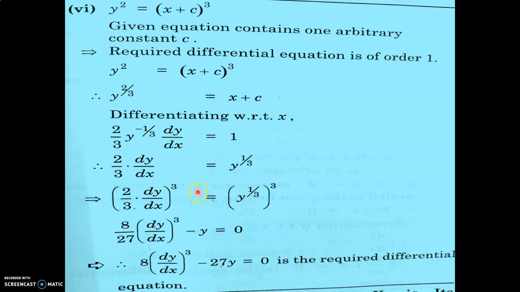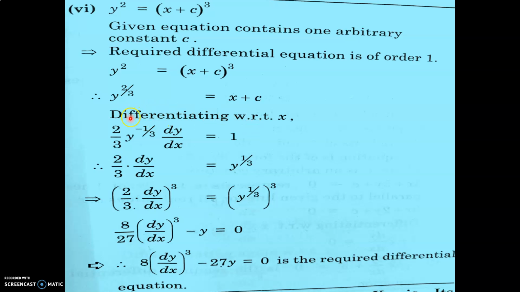Next question is y square is equal to x plus c whole cube. The given equation contains only one arbitrary constant, so you will take only the first derivative, that is dy upon dx. So y square is equal to x plus c whole cube. Now you have to remove this cube on the right hand side, taking cube root on both sides. So y raised to 2 upon 3 is equal to x plus c raised to 3 whole raised to 1 upon 3. That will cancel here.